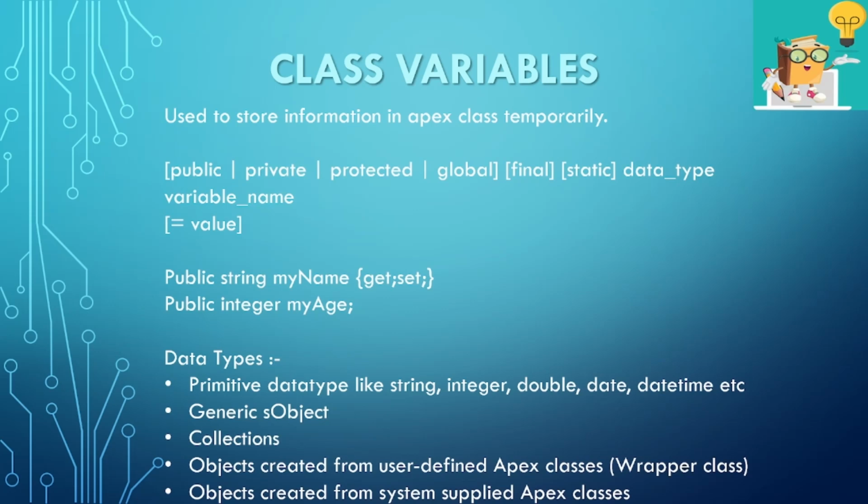So for example, if I mention the data type as string for a variable, then I cannot store an integer into it, or a double, or a date. So the data type defines what type of data you can store in that variable. And then next is your variable name. Till now I think it is clear.